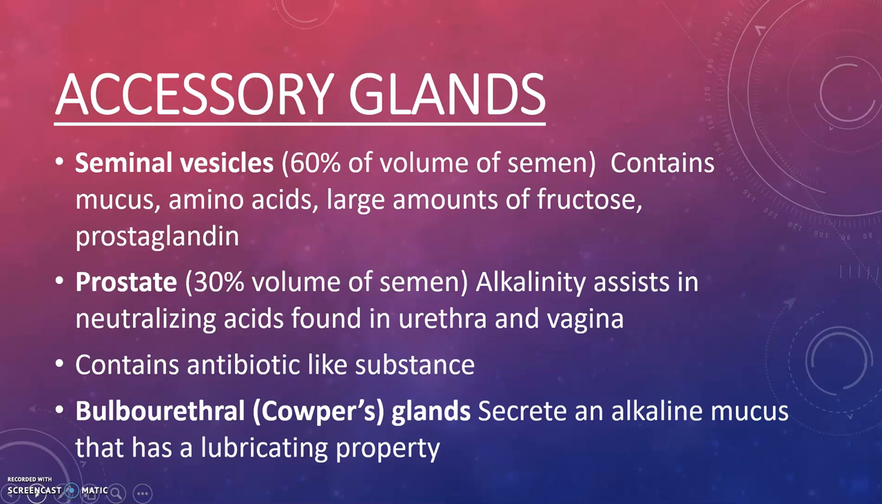The fructose is necessary to help provide the energy for the sperm. And the prostaglandins are chemical signals or hormones that stimulate the contractions of the uterine muscles, which helps the semen get to the uterus. The prostate is the largest of these glands and produces about 30% of the semen.